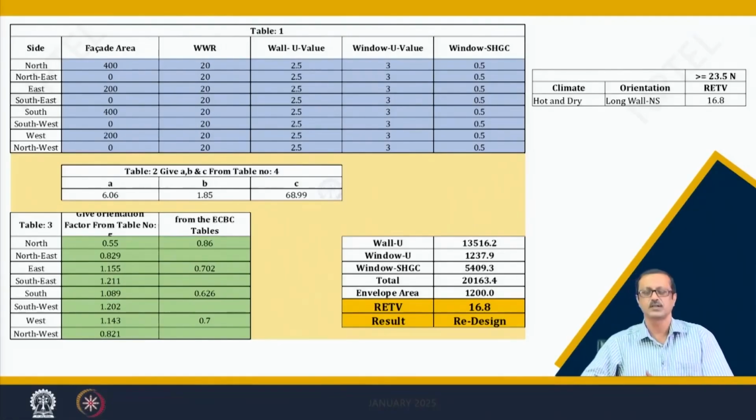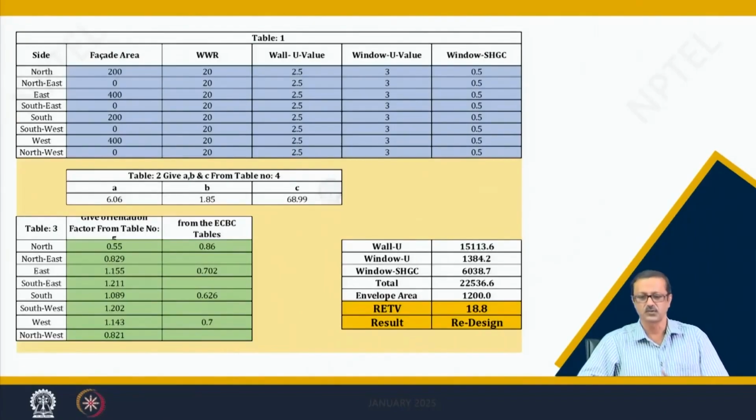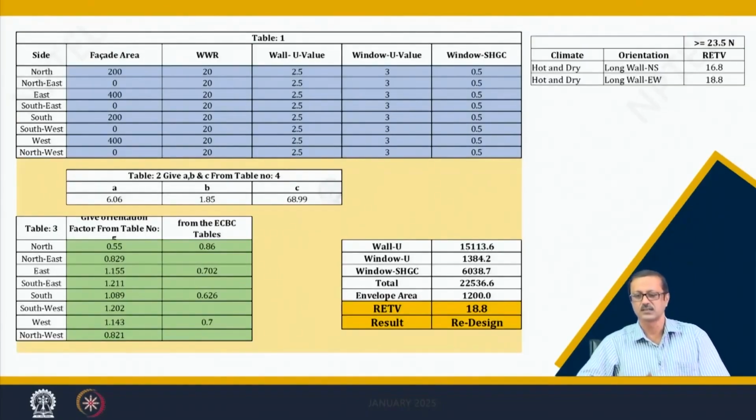This we have seen is for the hot and dry climate with the long wall in the north and south. In the next calculation, again hot and dry but with the long wall east and west, it is 18.8. So it is always good to put the long wall in the north and south, which we understand from our climatological principles, and here also it is suggested the same. We saw how to operate this Excel sheet. I will send it to you through our forum, and our technical teaching assistants will help you with that.